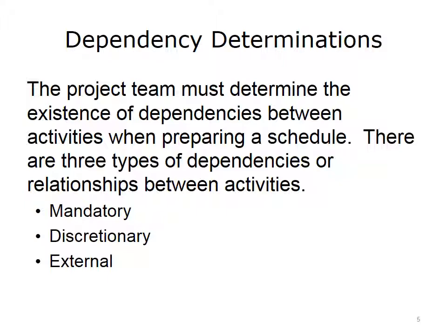Example: can't erect a structure until after the foundation is built. Can't paint a wall until drywall is complete. Can't test an application until after it has been developed. In discretionary dependencies, the project manager uses a best practices approach in sequencing activities. Discretionary dependencies are also known as soft or preferred logic. Example: plumbing and electrical work in construction can be performed in either sequence. In external dependencies, something is required from outside the project that can impact the sequence of activities. Examples: permits, inspections.